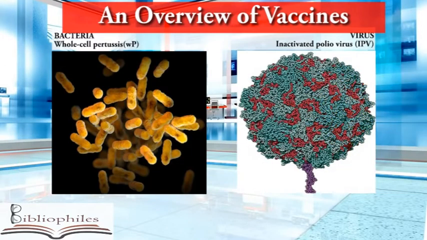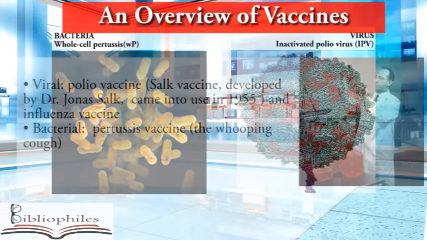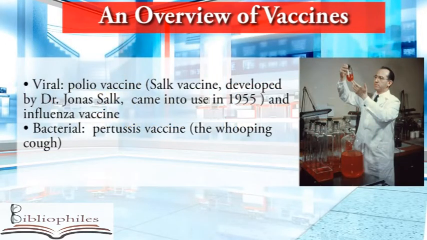And examples of inactivated vaccines include the whole cell pertussis vaccine, that is a bacterial vaccine, and also the inactivated poliovirus vaccine, which is a virus vaccine. And this polio vaccine is also called the Salk vaccine because it was developed by Dr. Jonas Salk, which came into use in the year 1955.